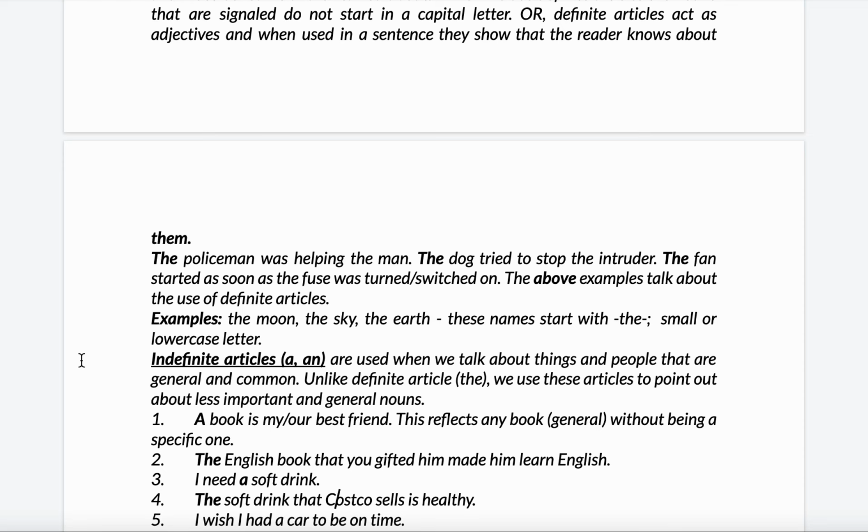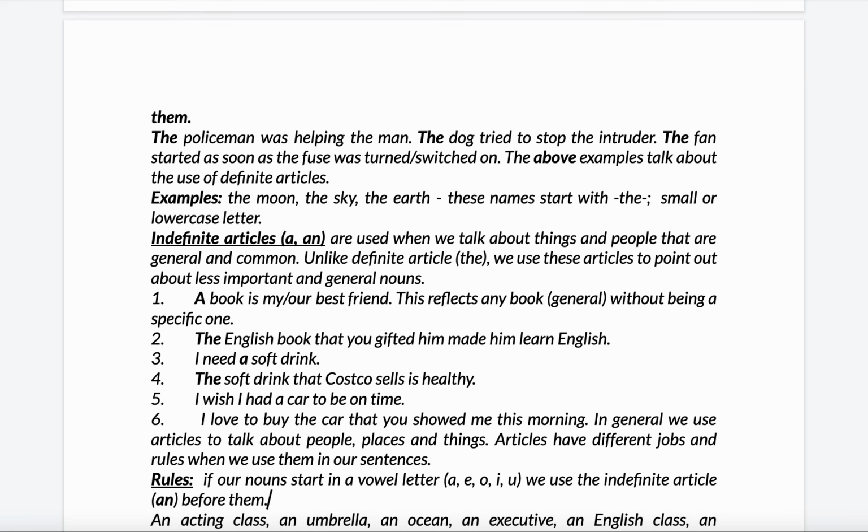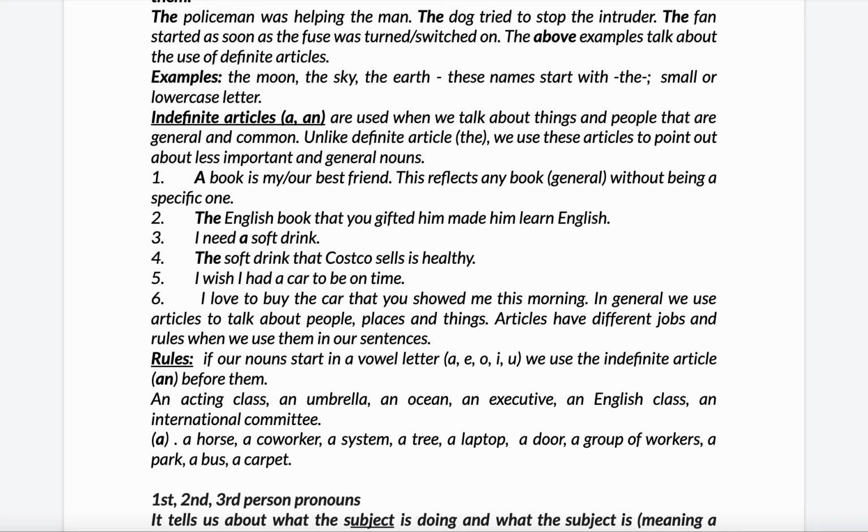Indefinite articles, a and an. These are articles we use to specify or to quantify, to point out singular nouns. They are used when we talk about things and people that are general, in common, unlike definite articles. So "a book." What I'll do, I'll continue from this going forward.